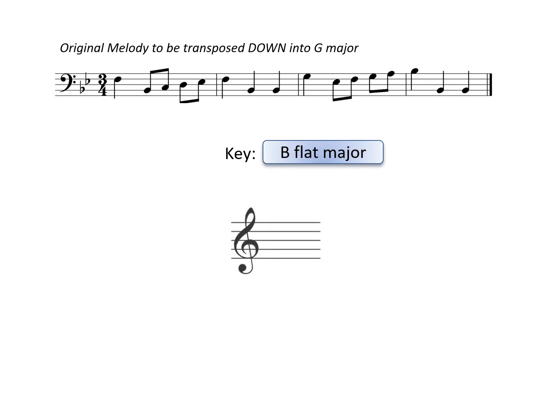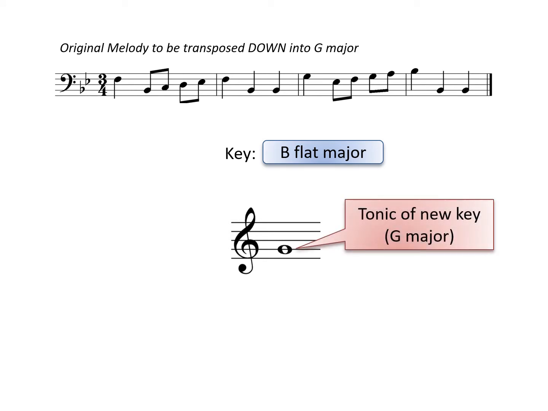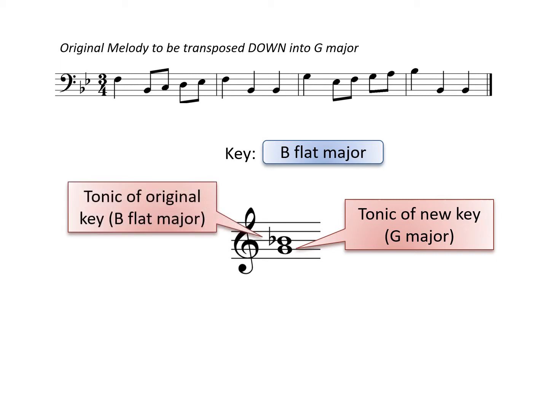Next, on the staff, write the tonic of the new key, so G, below the tonic of the original key, so B flat, and determine the interval distance between the two notes. Now we write the new key tonic below the original key tonic because we're going down. If we were going up, we would write the new key note above the original. So now let's count the distance, and we get a third.